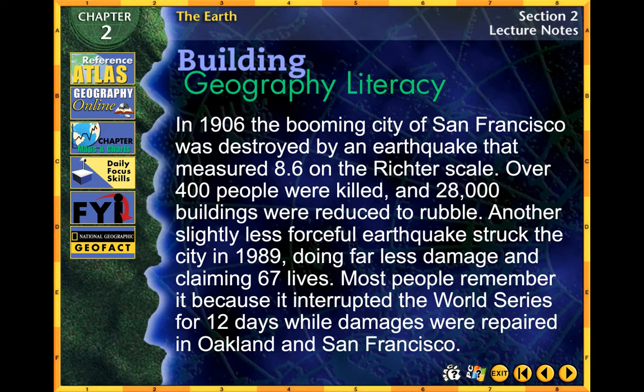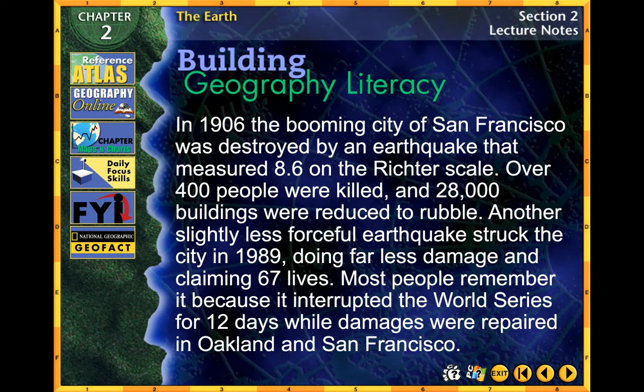Now, in 1989, there was a less forceful earthquake that also struck the city. Got to remember, California lies on fault lines and along essentially plate boundaries, which we'll discuss more in a minute. But the thing about San Francisco is that it's been hit by a few earthquakes. And this one in 1989 was less damaging, but it still killed 67 people, which is not an insignificant number.